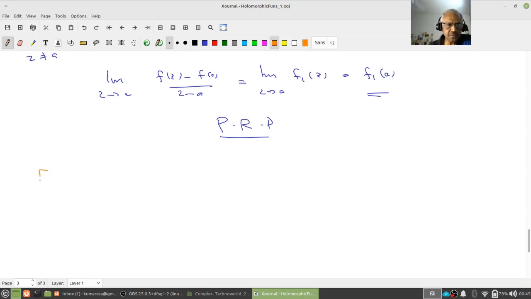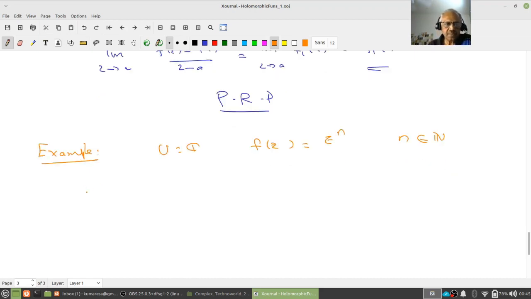Let me use it to prove the third example now. That's the reason why I didn't want to do that. The third example is, let us look at u to be C, my f(z) equal to z to the power n, where n is a natural number. Fix an a in C. I want to know whether f is differentiable at a.